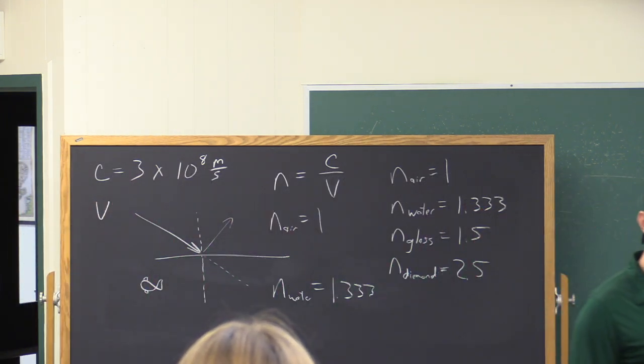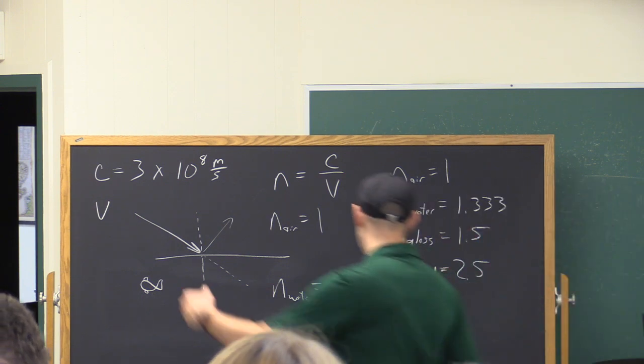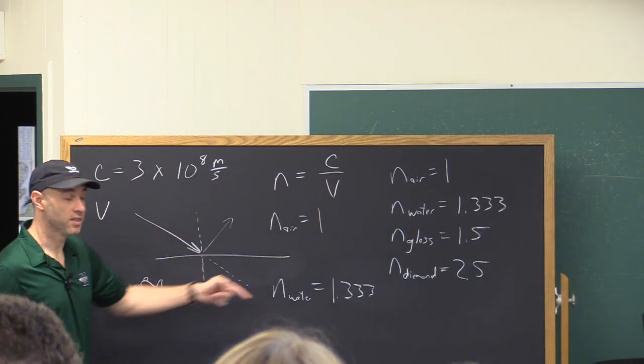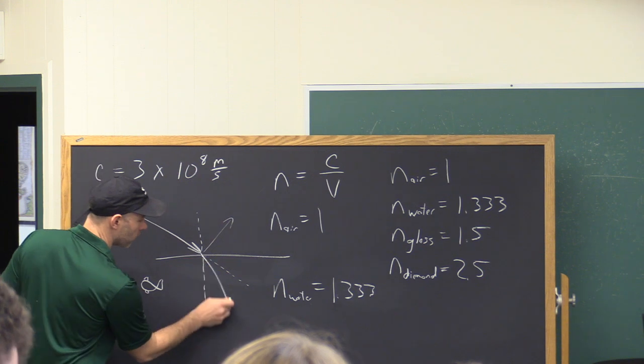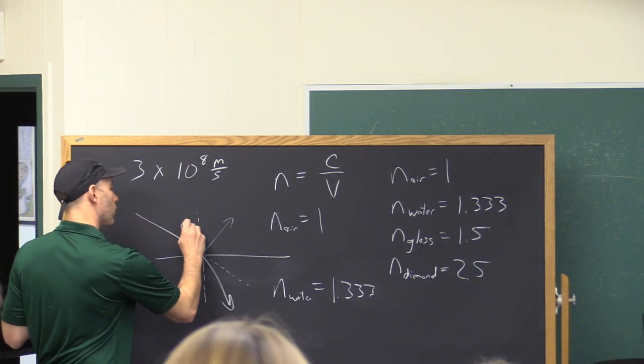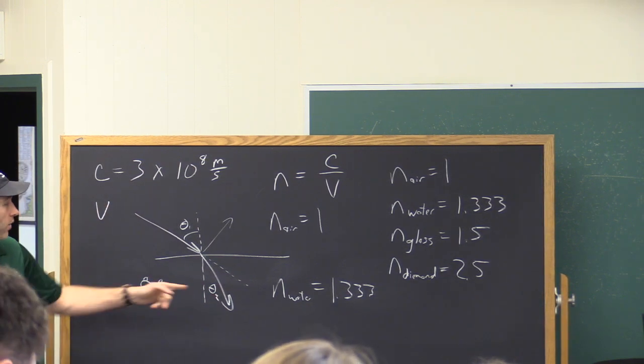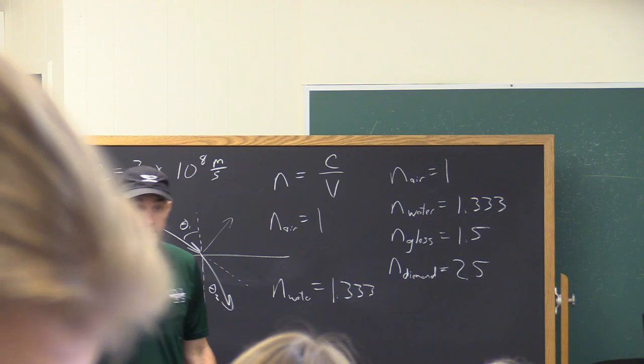When the light beam slows down, just like when I was driving in my car and the front right slowed down, it pulled me towards the ditch. When the light beam slows down, it gets pulled towards the normal. So it wants to keep going this way, but it doesn't. It gets bent towards the normal. So the angle, we'll call this theta 1, we'll call this theta 2. When it's slowing down, theta 2 will be smaller than theta 1.